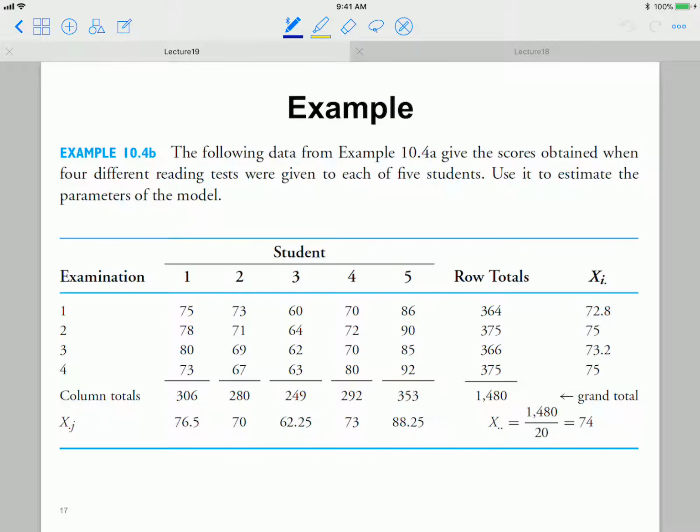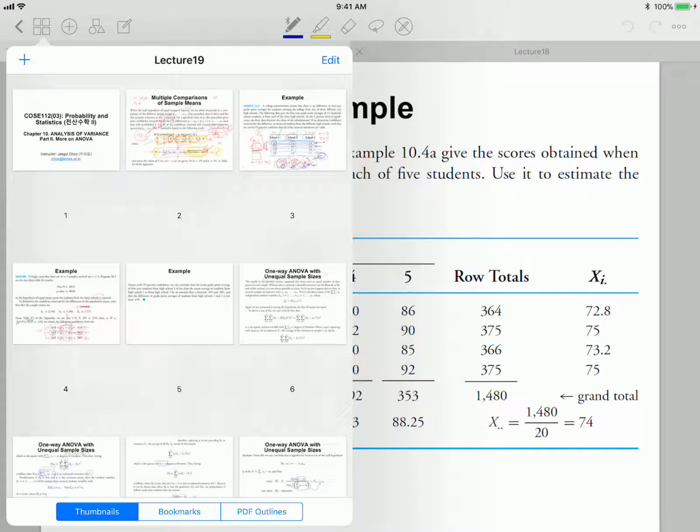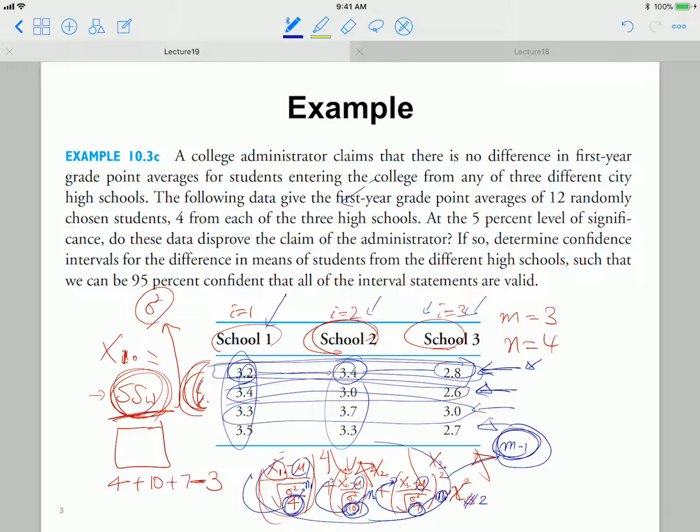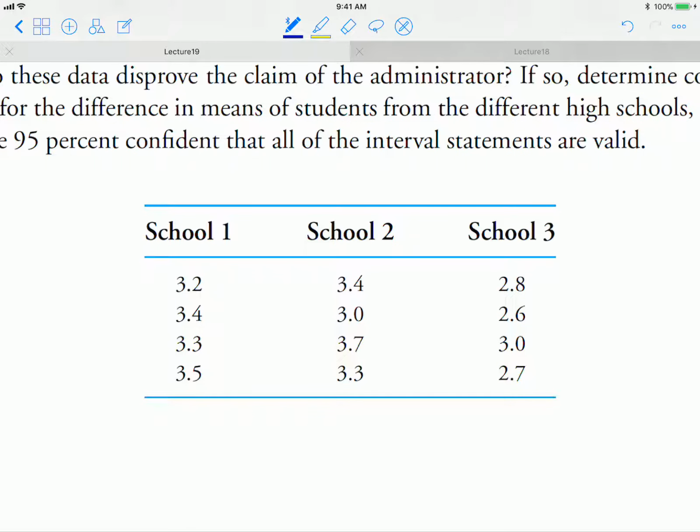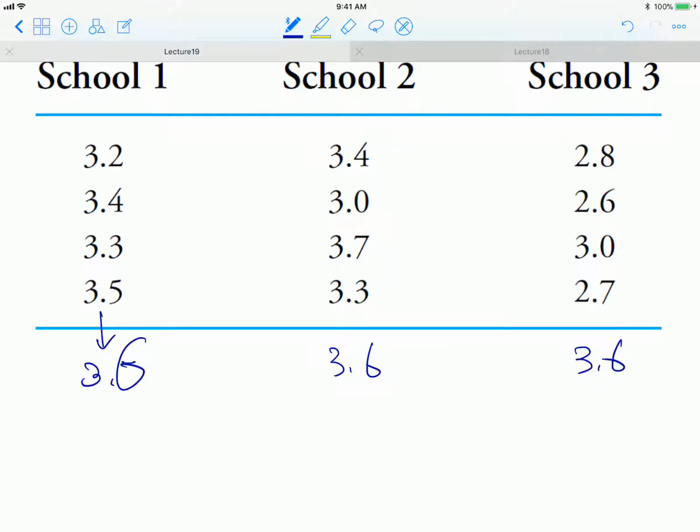Okay, so in the case of a one-way ANOVA, let me just go back and use this example. Suppose the true mean values were maybe 3.6 and 3.6 and 3.6. So this is the null hypothesis, right? And then suppose the true mean value was 3.6, but this one was maybe 3.8, and this one was 2.9. So in this case, this corresponds to the alternative hypothesis.